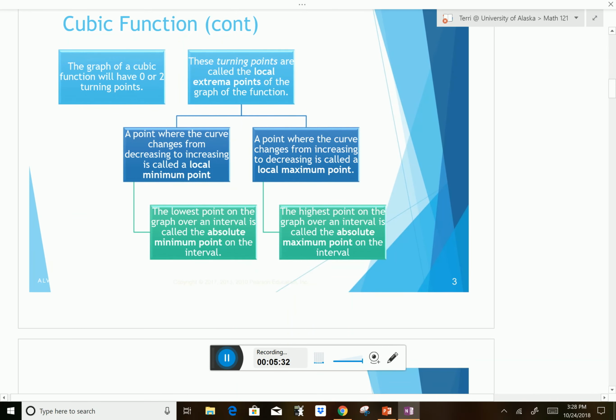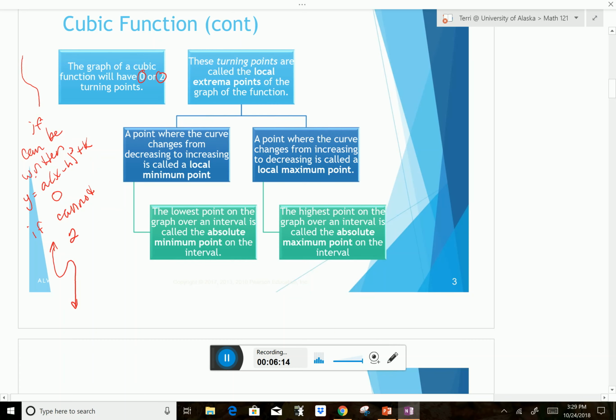So let's look at this. Now a cubic function will have 0 turning points or 2 turning points. If it can be written in the form y equals a times x minus h cubed plus k, then it has 0. If it cannot, then it has 2. And of course the first one looks something like that, and the second one has to turn like this. So these are the 2 types of graphs we're going to have.